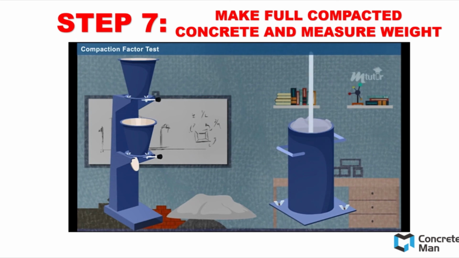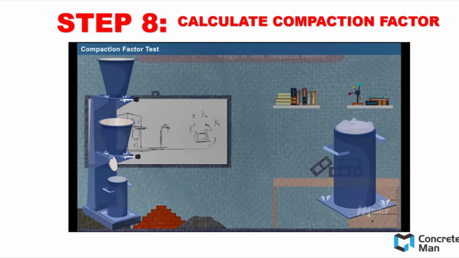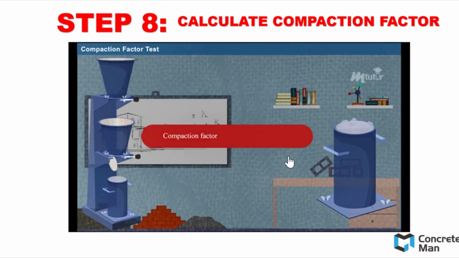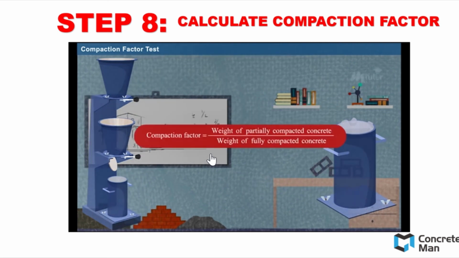Once you have gotten your W1, W2 and W3, step number 8, you can calculate your compaction factor by using this formula. The compaction factor is the ratio of the weight of partially compacted concrete to the weight of fully compacted concrete, which is equal to W2 minus W1 divided by W3 minus W1. This is the compaction factor, and it should be in the range of 0.7 to 0.95. If you are using a highly workable concrete, it is not wrong to get more than 0.95, and in some cases you might get 0.99.